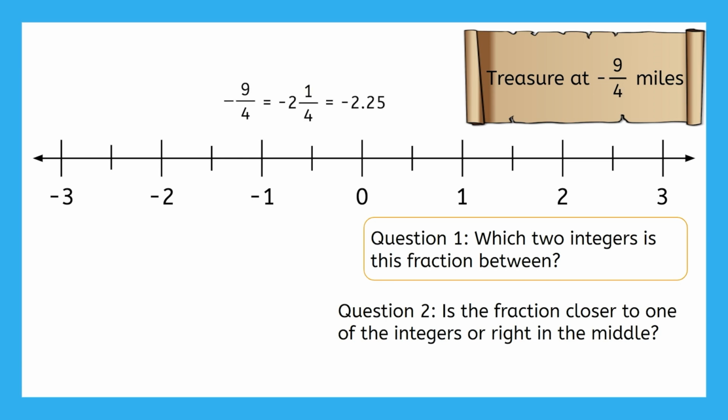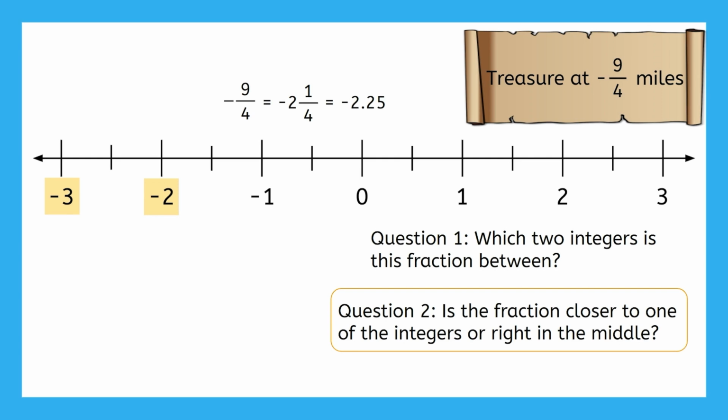Negative 9/4 is equivalent to negative 2¼ or negative 2.25. If we had a value of positive 2¼ we know it was between 2 and 3. Even though negative numbers move in the opposite direction on the number line, we can follow the same thinking here. That means that negative 2¼ is between negative 2 and negative 3. Then we ask ourselves, is negative 2¼ closer to negative 2, closer to negative 3, or right in the middle?